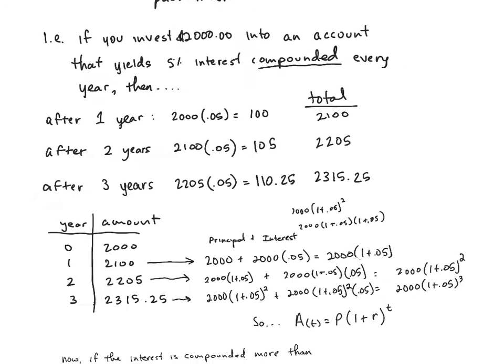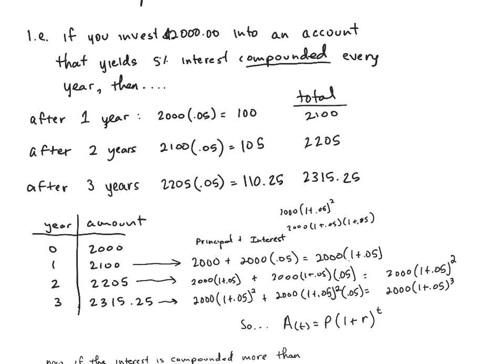So looking at this and trying to derive a formula, after 1 year, the interest was $100, so the amount was $2,100. That was the principal plus the interest, which is 5% of the principal. So 2,000 plus 5% of 2,000, which is where the $2,100 came from. But written out, since 2,000 is common to both sides of this expression, if you factor out the 2,000, you have 2,000 times 1 plus 0.05.